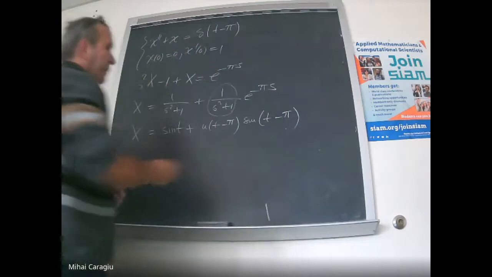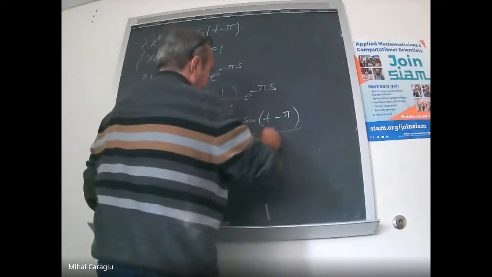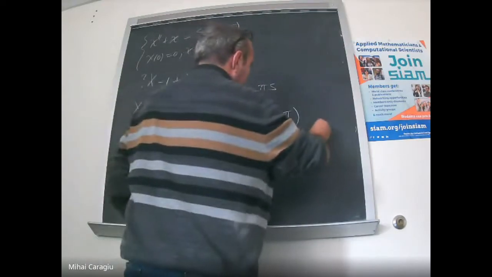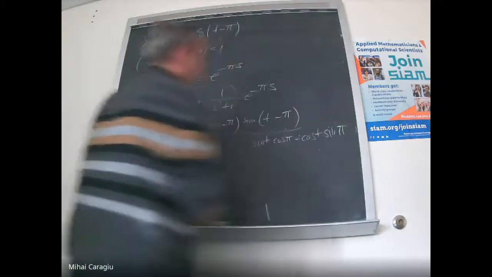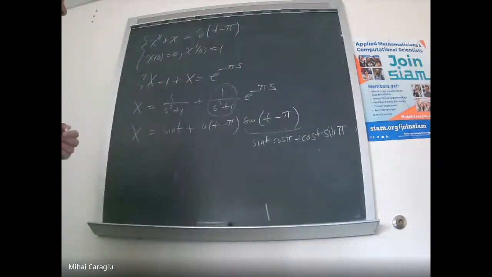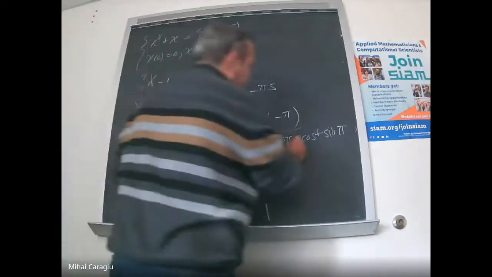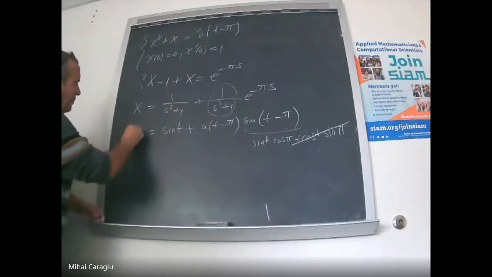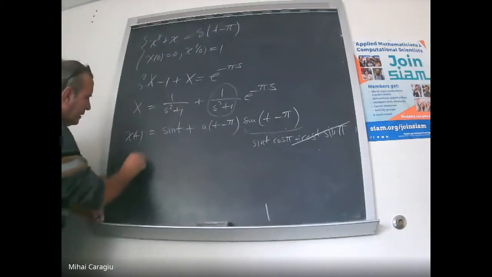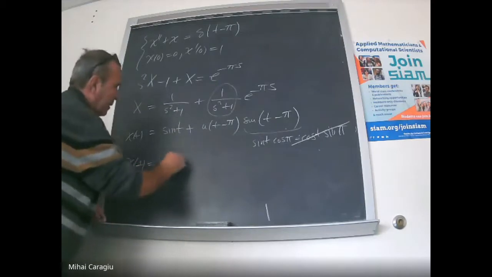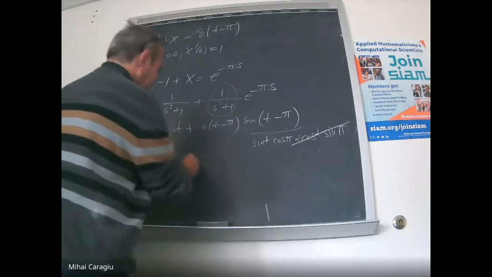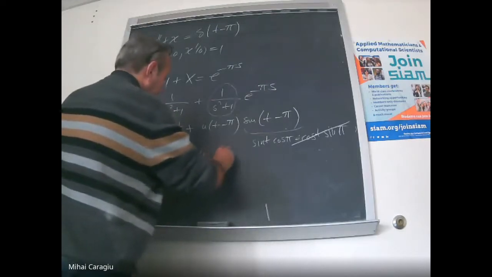Okay, so what will this one be? Sine t cos pi minus cos t sine pi. Sine t cos pi is minus sine t. Sine pi is 0. So this will be, again, small x of t turns out to be sine t, and we get minus u(t - pi) times sine t.